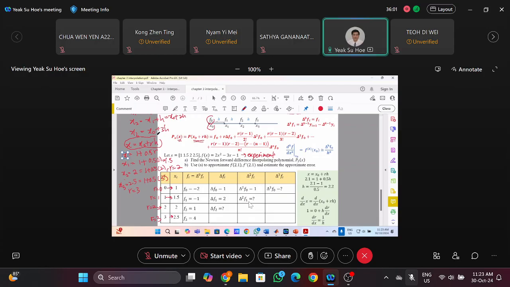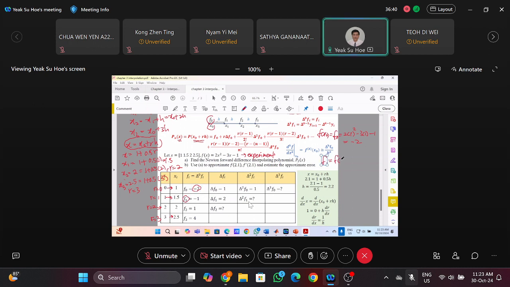So now we need to fill out this table, almost similar to Newton dividers. So F0, F1, F2, F3 actually come from this function. So function S0 is equal to F0. Substitute 1 inside this equation: 2 times 1 power 2, minus 3 times 1, and then minus 1. So what is the answer? The answer is minus 2.